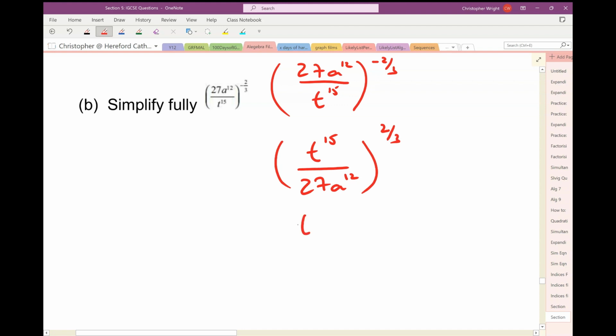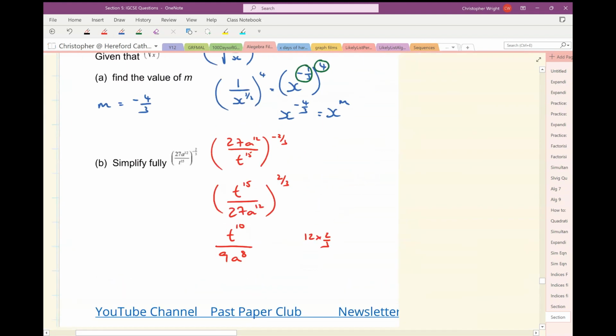So that's going to be t to the power of 15 times 2 thirds is 10. Over, now 27 to the power of 2 thirds, you could do that on a calculator, or you could know that the cube root of 27 is 3, and when you square that you get 9. And a to the 12 to the power of 2 thirds is a to the power of 12 times 2 thirds, which is a to the power of 8. So that is that question done.